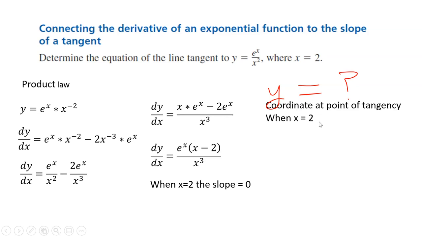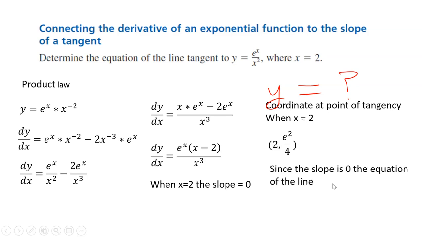So it's a coordinate at the point of tangency when x is equal to 2. So let's put 2 into the function. Here's the original function, e to the x over x squared. So x would be 2. So e to the power of 2, and then the x squared would be 2 squared, which is 4. This is the way I'd like you to put that answer. That's according to the point of tangency, f of 2. And then, since the slope of the line is 0, there's my equation. y is equal to e squared over 4.